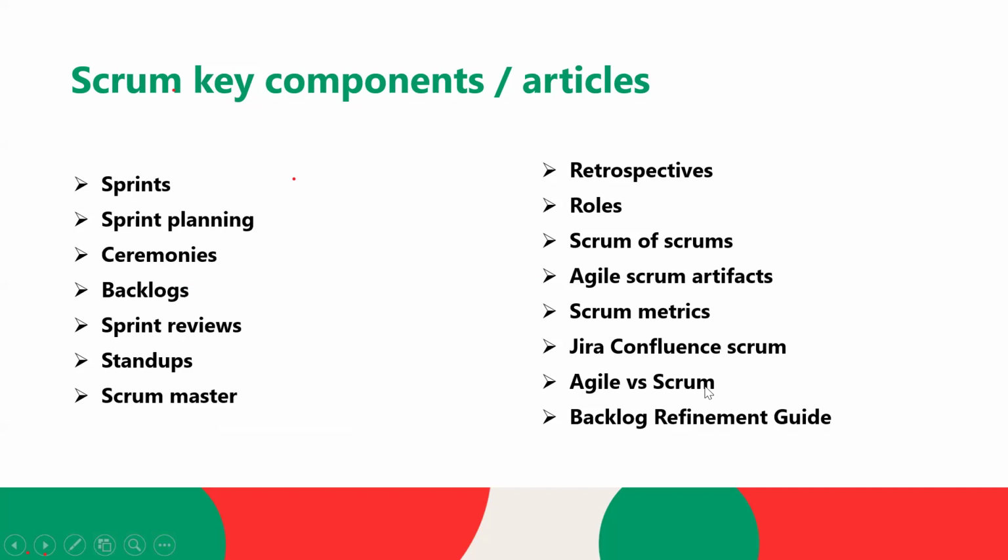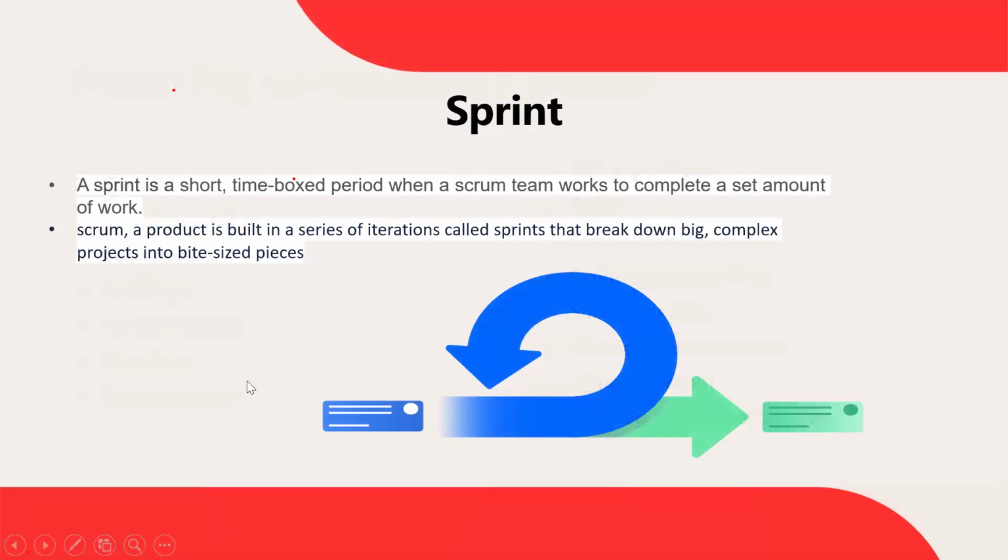Scrum is a framework, but Agile is a methodology to deliver a project. Then backlog refinement guide. All those are the key articles and components of any Scrum framework. So we will discuss those things one by one. So let's start with sprint.